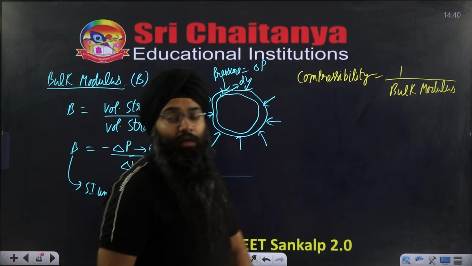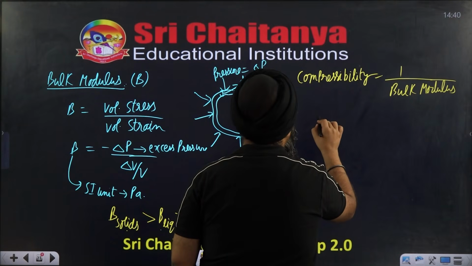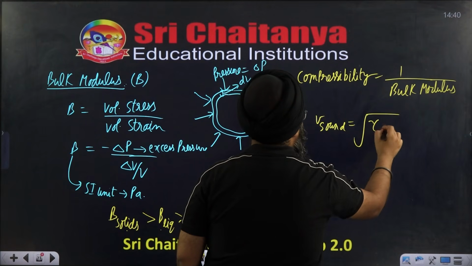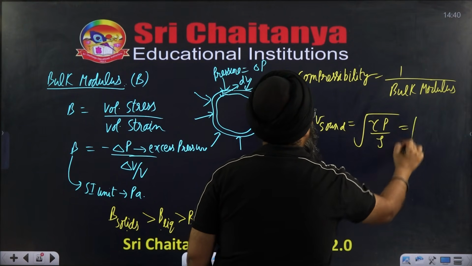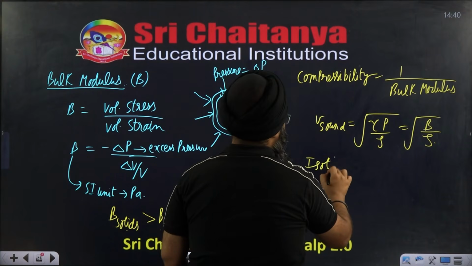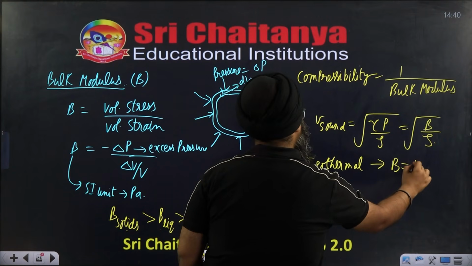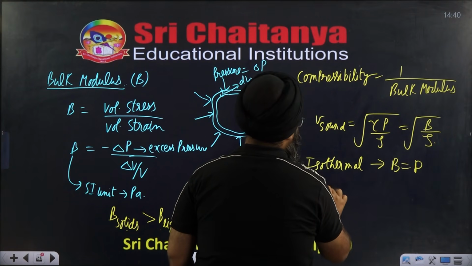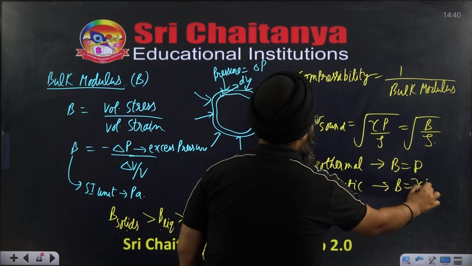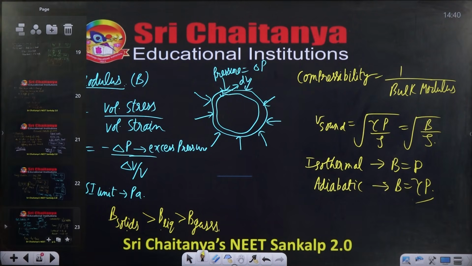One more thing: in thermodynamics, sir will teach you that the velocity of sound can be written as under root of gamma into P by rho, or I can also write it as under root of B by rho. So for an isothermal process, always remember bulk modulus is equal to pressure, and for an adiabatic process, the bulk modulus is equal to gamma times pressure. Okay? This will be discussed in detail in the case of sound also.